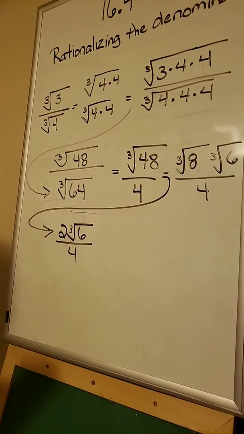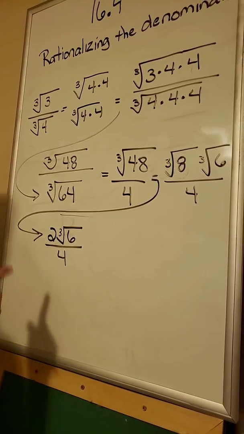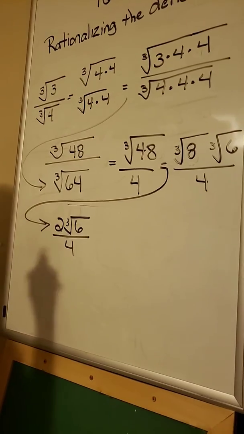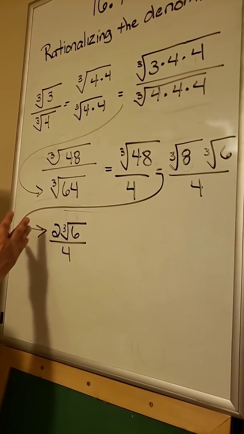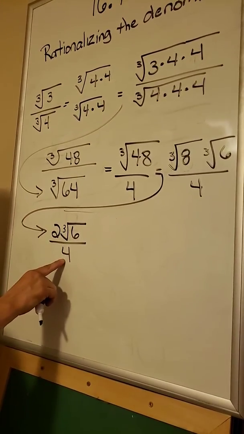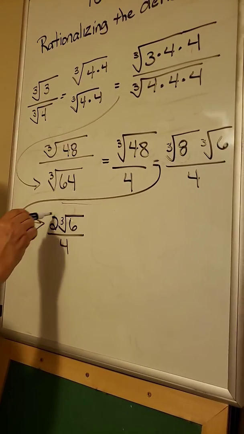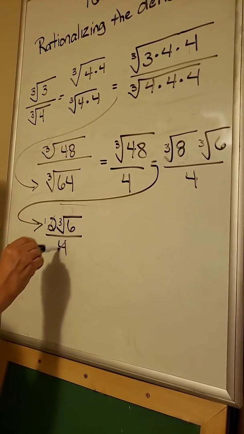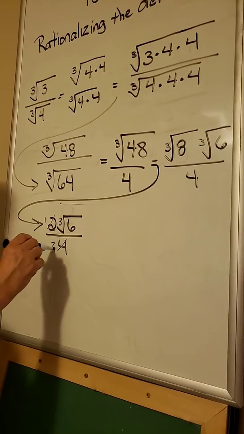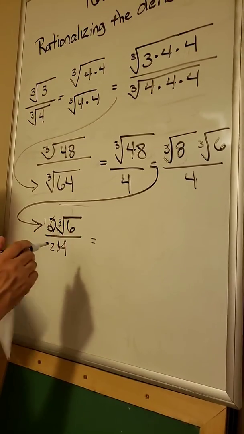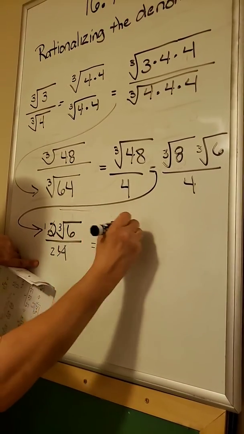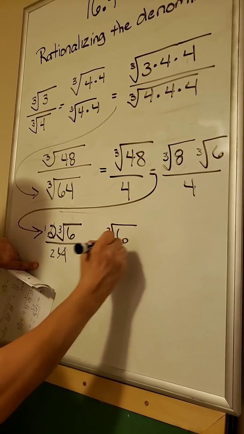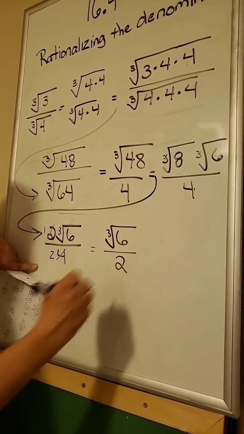See, just like that, it's that easy to make a mistake. Now, can I do anything else? Yeah, because look, I have this 2 that's on the outside of the radical, and I have 4 on the bottom. They have a common factor, right? 2 goes into 2 once, 2 goes into 4 twice. So what am I left with on the top? I'm left with 3 radical 6 over 2.